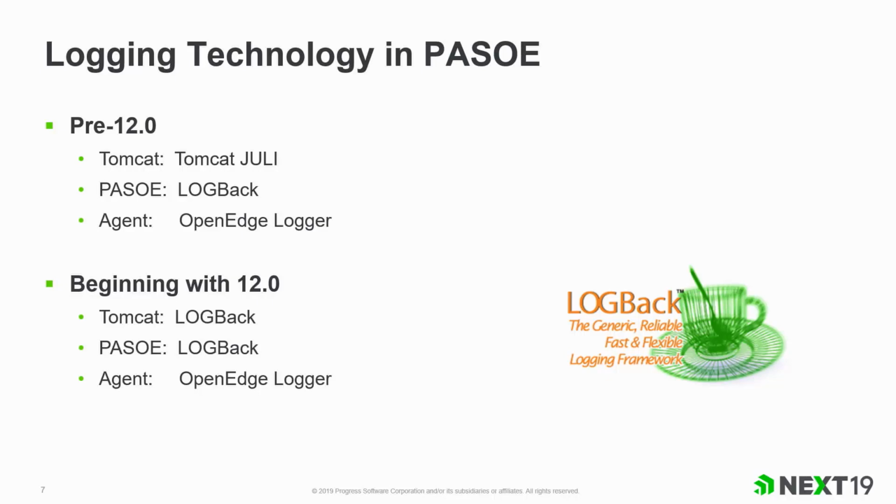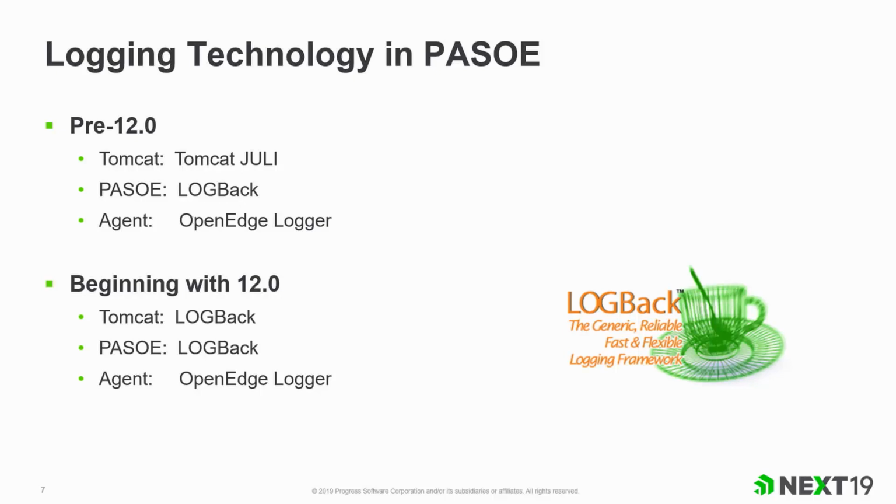For 12.0, we decided to unify the Tomcat level and the ABL application level using logback. There are a lot of advantages to that. Logback is a much more powerful logging framework, and it makes the configuration consistent between the Tomcat level and the ABL application level. It's a big advantage. We're still using that homegrown C logger for the agent, but we've also made some changes there, as we'll talk about.